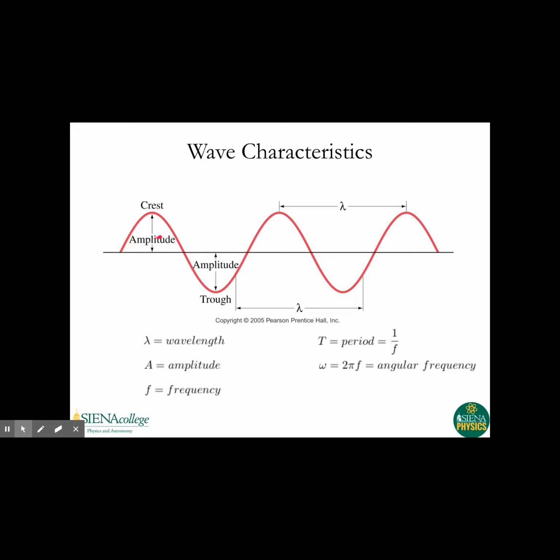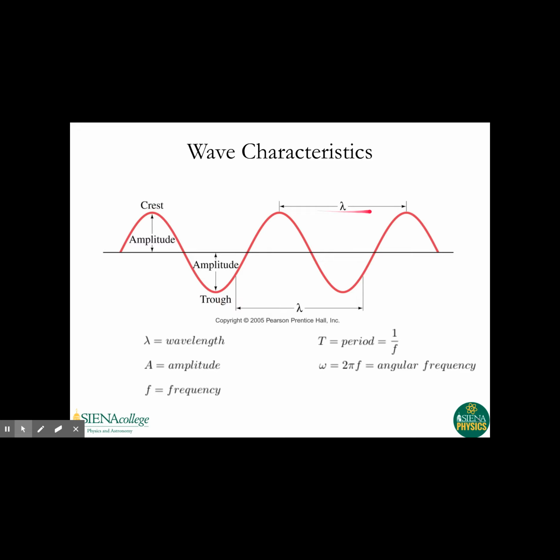Some wave characteristics: the amplitude of a wave is the measure from the axis to the peak, or the axis to the trough. Usually we'll just give it a value, say in this example maybe it's 1 meter, or maybe it's 0.1 meter. The peak, where it's above the axis, is called the crest. Where it's below the axis, it's called the trough.